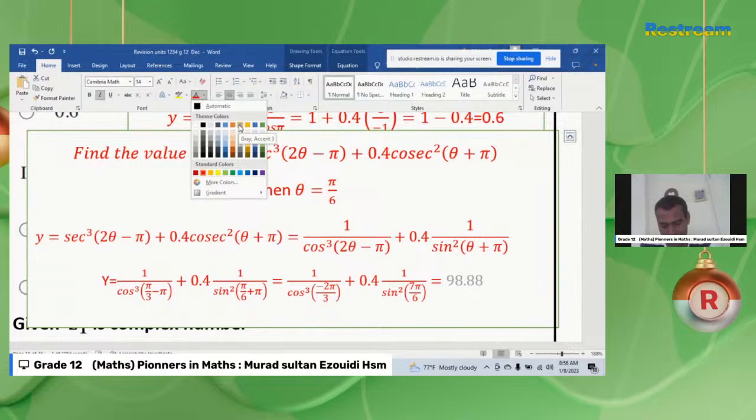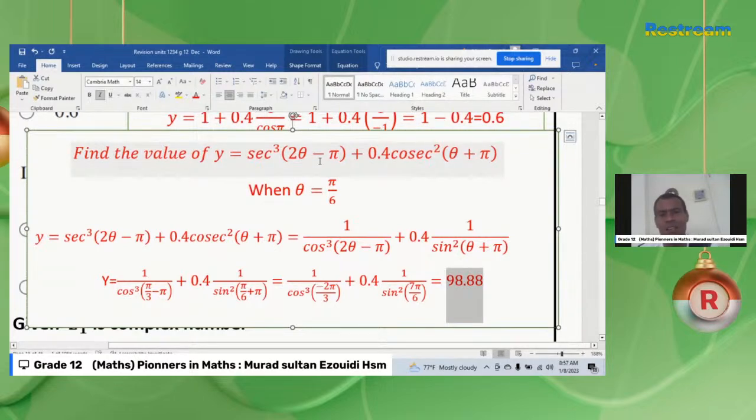So I wish you got the point, learners. How can you find the value of any trig function? Whatever the angle that will be given, just replace it, and think of writing sec and cosec as their reciprocal functions, and the question will be solved like that.